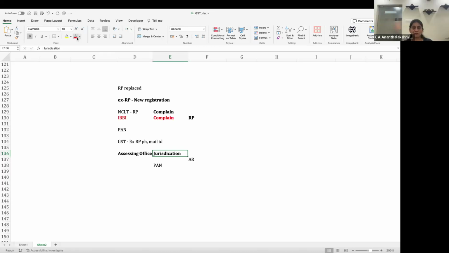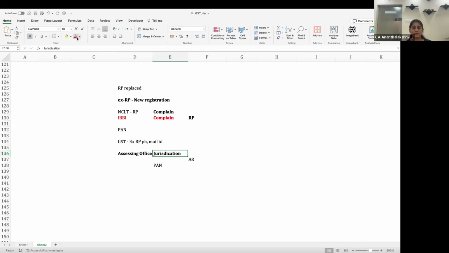In that particular company, it has been going on under the CIRP for the last 4 years. I was replaced with another RP, and now I am the current RP. The previous RP did not take a new GST number and continued with the old GST number. He did not even complete the compliance with the old GST number, so it got cancelled.